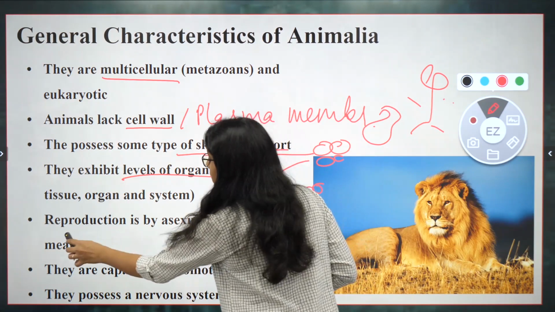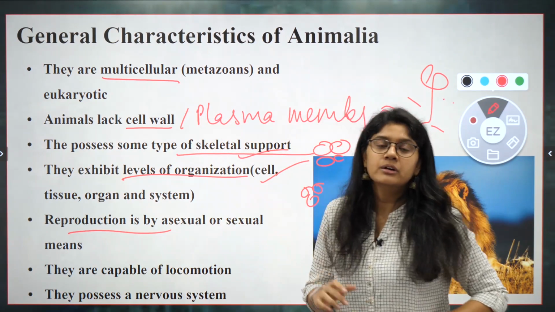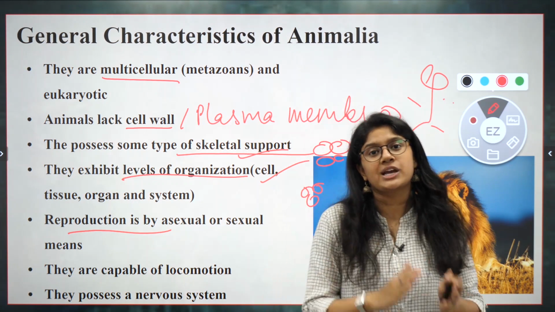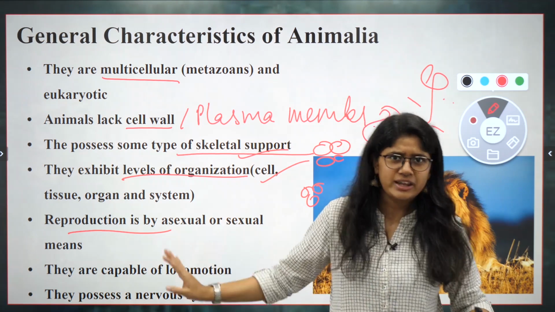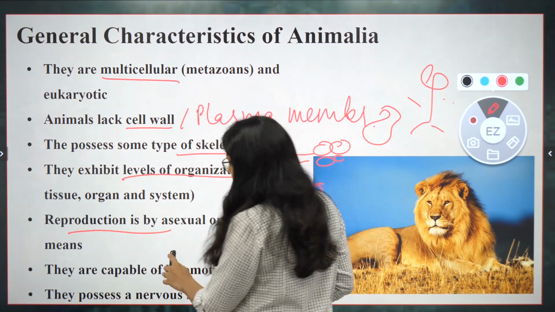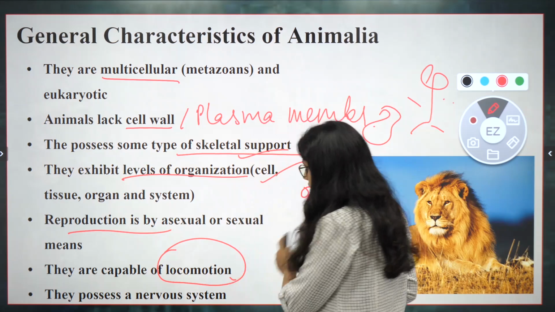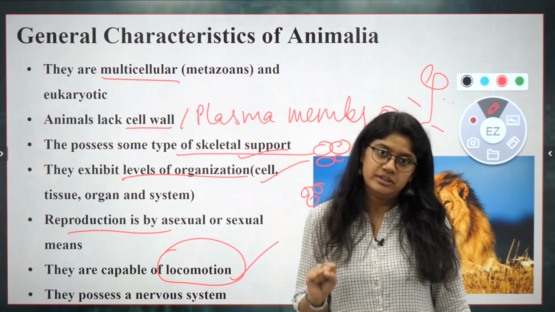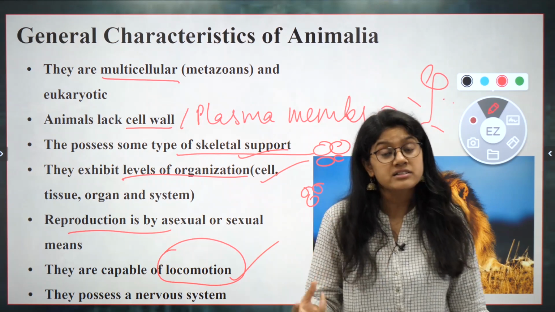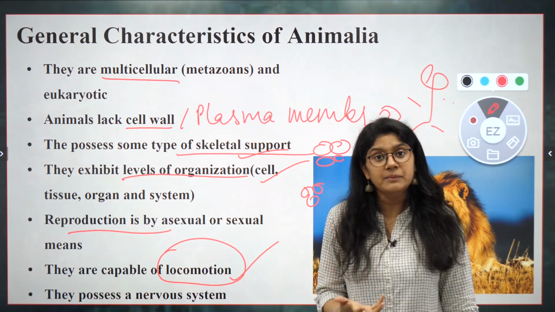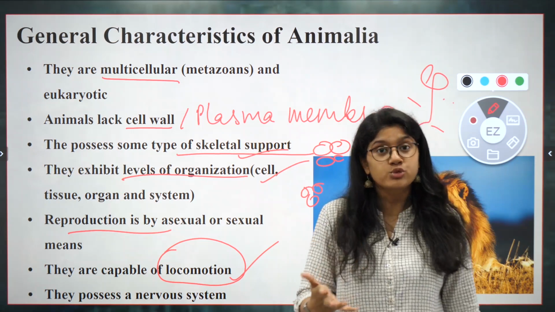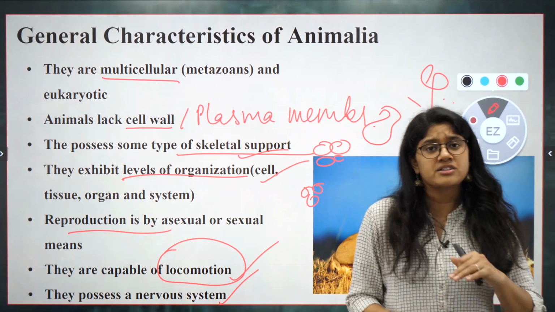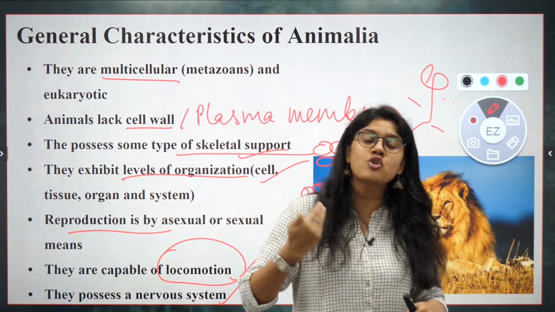Now, let's talk about reproduction. Over here, reproduction can be by both means: asexual mode and sexual mode of reproduction, which is very easy to understand. Last but not the least, they are movable. They can easily move. This is a very, very interesting characteristic feature of our animal kingdom, that they have the power to move. They have locomotion, and of course, they possess nervous system, digestive system, respiratory system, and so on.